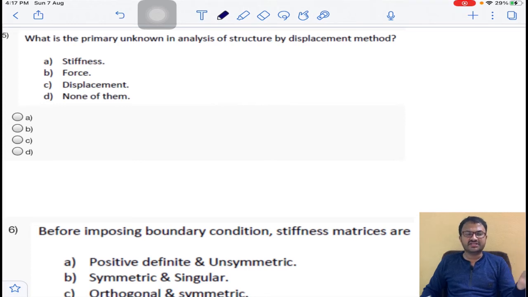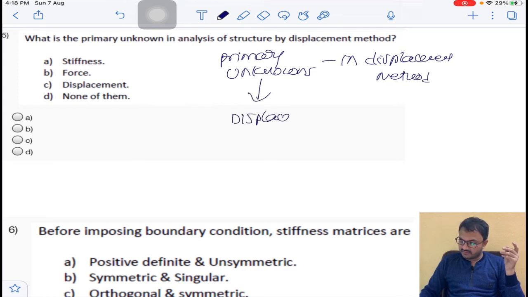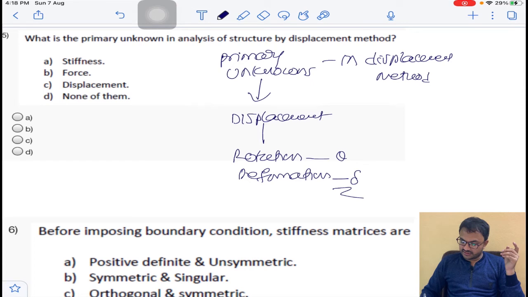Okay, and next question, what is the primary unknown in analysis of a structure by displacement method? Obviously I told you, the unknowns are primary unknowns, especially primary unknowns in displacement method is displacement itself. This displacement may be either a rotation or a deformation. If it is a rotation, it will be theta, if deformation it will be delta. Okay, so the answer will be option C.